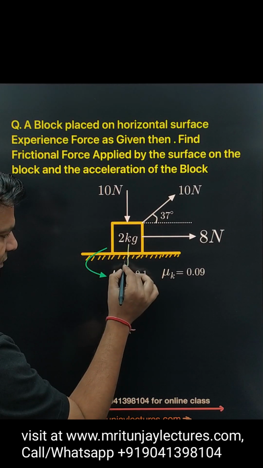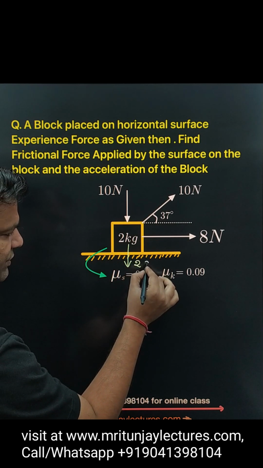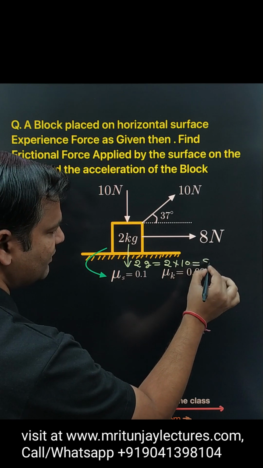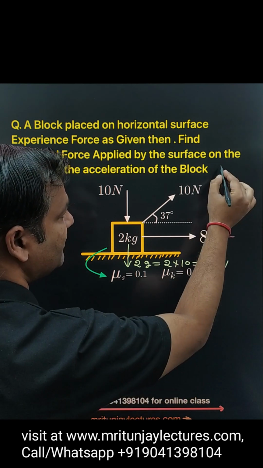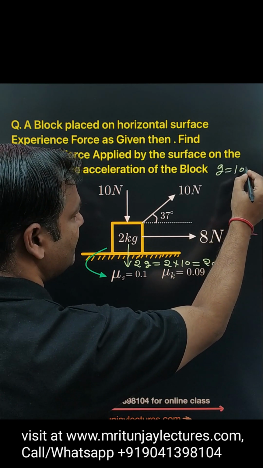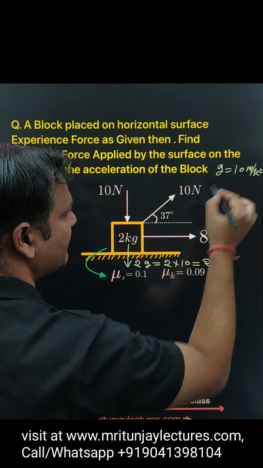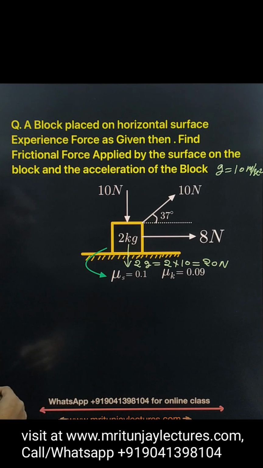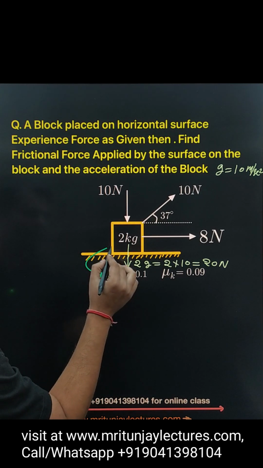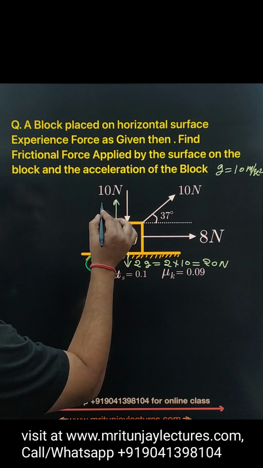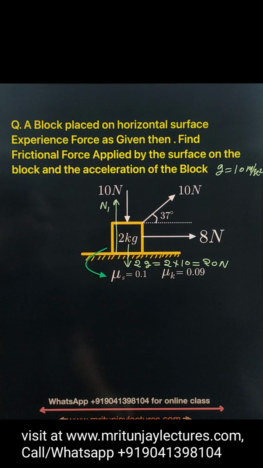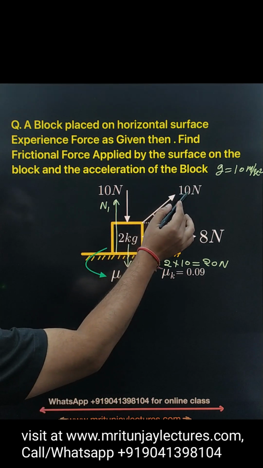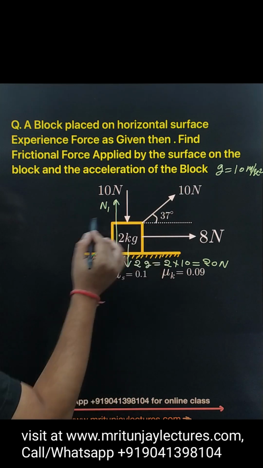mg always works downward, so 2 into g. If we consider g as 10, then that is 20 Newton. For simplicity, we have considered g equal to 10 meter per second square. So 20 Newton downward. After that, the normal force applied by the surface on the block, that is N1, is represented like that one. Okay. Now next, the force is 10 Newton at 37 degrees with the horizontal.